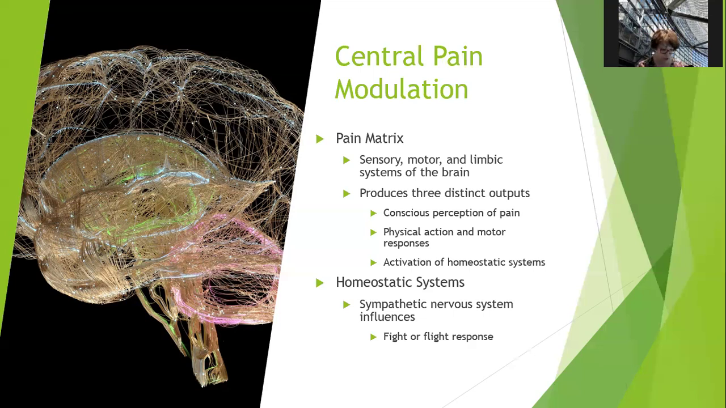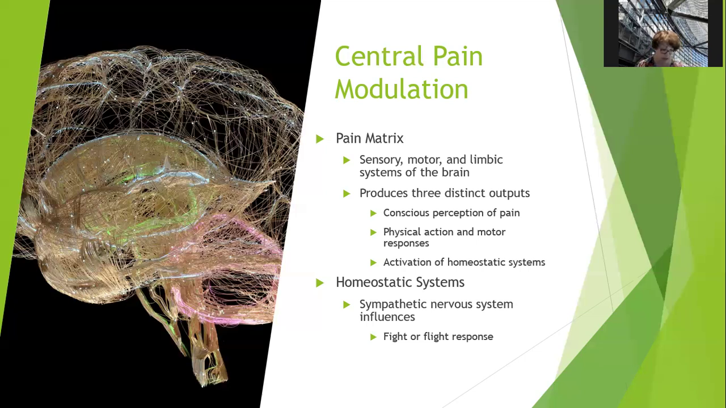Well, in the central nervous system, we have a group of systems that are referred to as the pain matrix. And it includes sensory, motor, and limbic systems of the brain. And the limbic system is like our emotional system. And it produces three distinct outputs: conscious perception of pain, physical action and motor responses like taking your hand out of the fire, and activation of homeostatic systems. So the pain matrix can produce conscious pain perception even without direct input. It produces a physical action and a motor response, like taking your hand out of the fire.